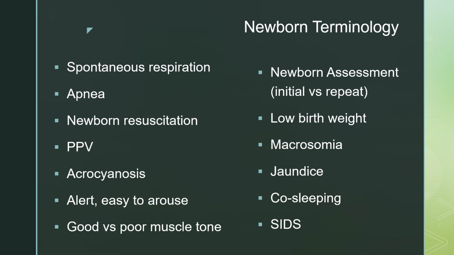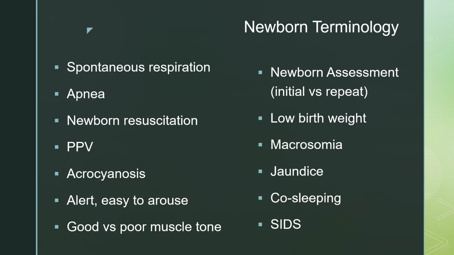Acrocyanosis is a normal finding. The hands and feet are a bluer color versus the chest, which is nice and pink, and that's normal the first couple days after the baby is born. Alert and easy to arouse are good, reassuring signs. The baby's looking around, cooing, crying, hearing sounds, responding appropriately to its new environment.